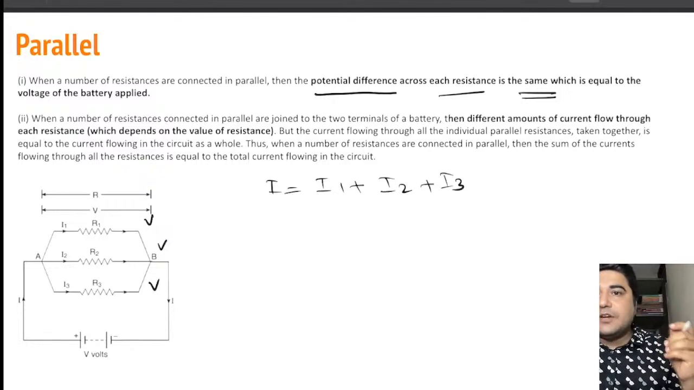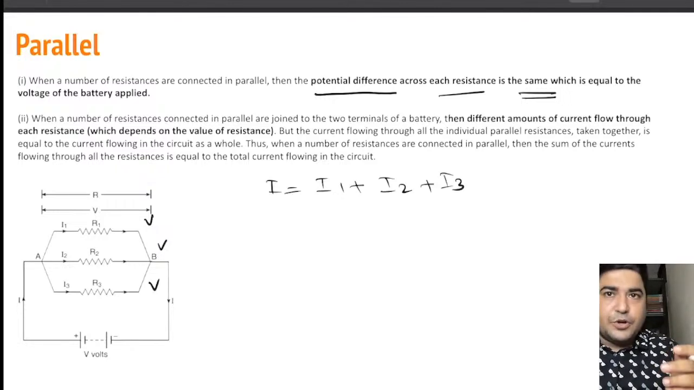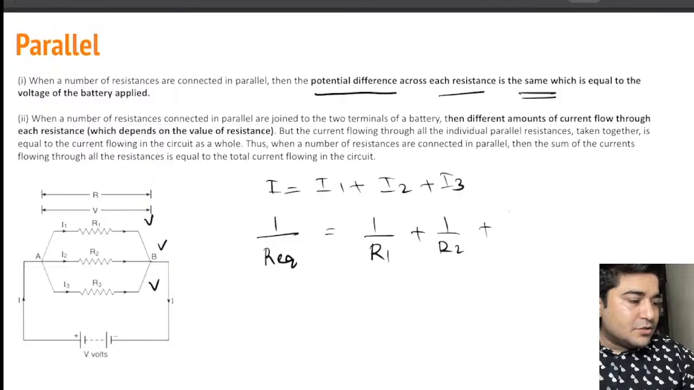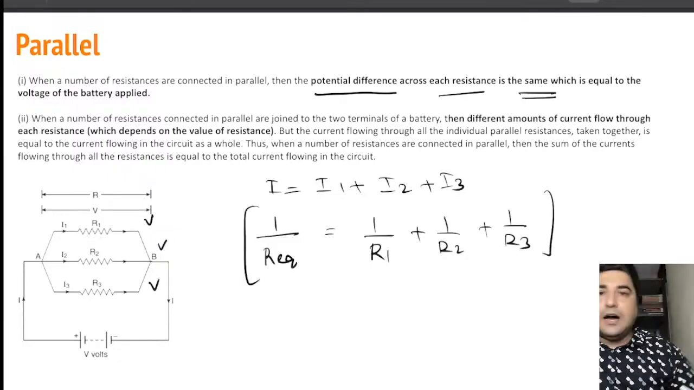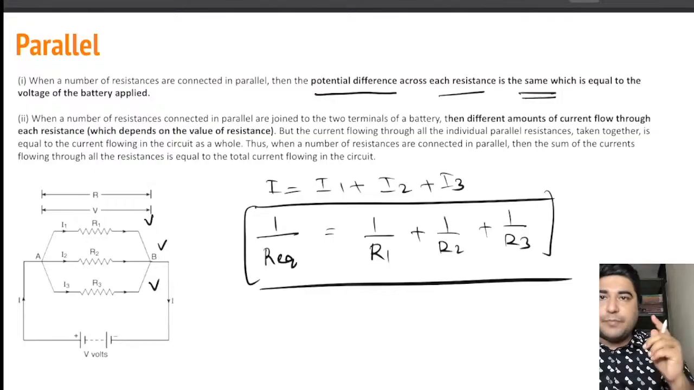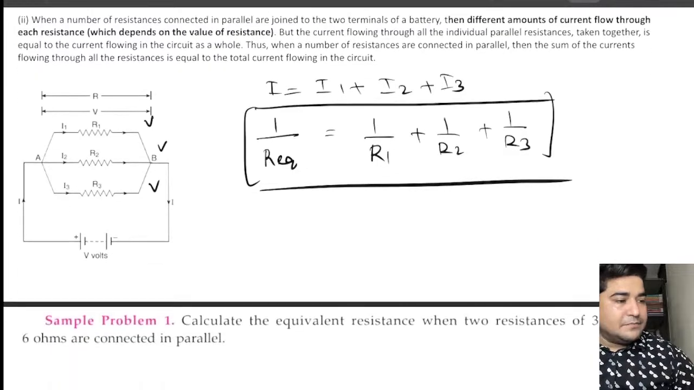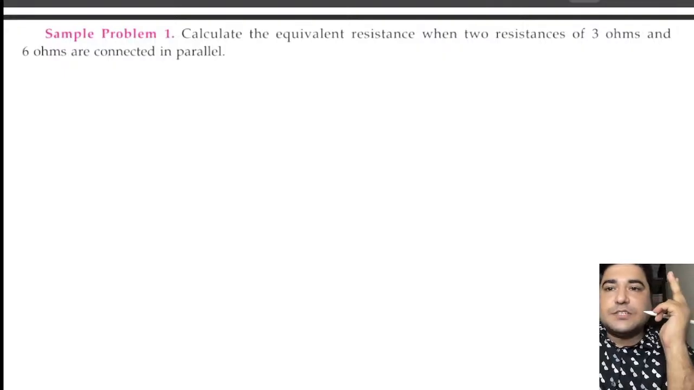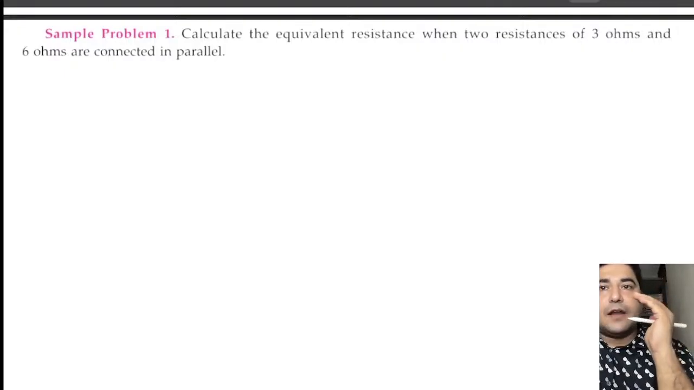I am not going into the derivation, I am just putting the value as it is so that we can come to a few numericals. So 1 over R equivalent, the equivalent value in parallel, is equal to 1 over R1 plus 1 over R2 plus 1 over R3. So this will be the net value of our resistances in a parallel combination. Now moving to a very simple numerical, just to warm you up. We need to calculate the equivalent resistance when two resistances of 3 ohm and 6 ohm are connected in parallel.